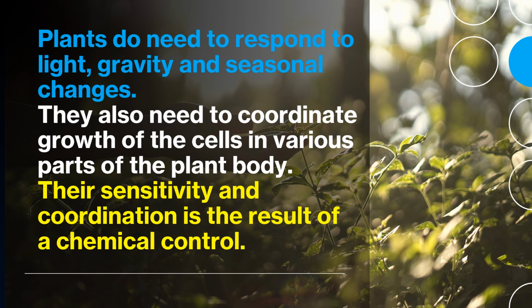Then the response will occur due to the stimuli. Due to the stimuli, what will happen inside the plant? A particular chemical will be produced inside the plant. Then due to that chemical control, sensitivity and coordination of plants will occur. Or we can say response will occur, or plant movements will occur, due to the chemical control, or a particular chemical produced inside the plant due to the stimuli.